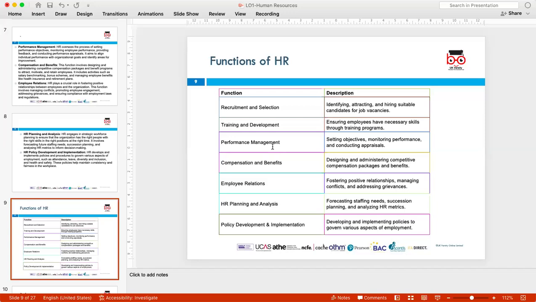Employee relations: fostering positive relationships, managing conflicts, and addressing grievances. HR planning and analysis: forecasting staffing needs, succession planning, and analyzing HR metrics. And lastly, policy development and implementation: developing and implementing policies to govern various aspects of employment. Now, this was a quick recall.